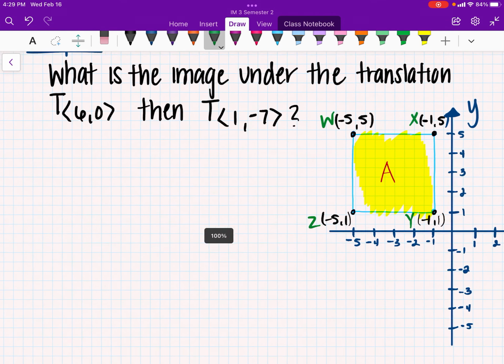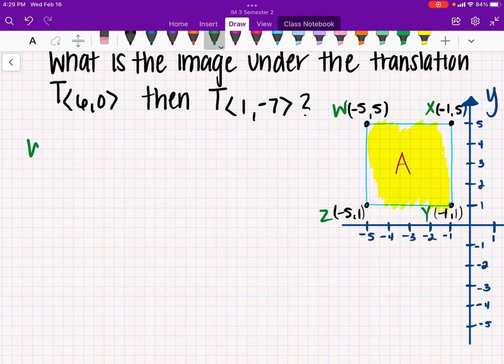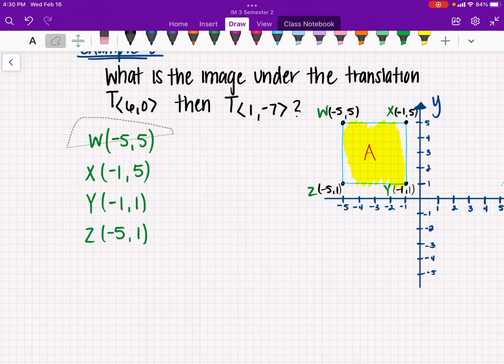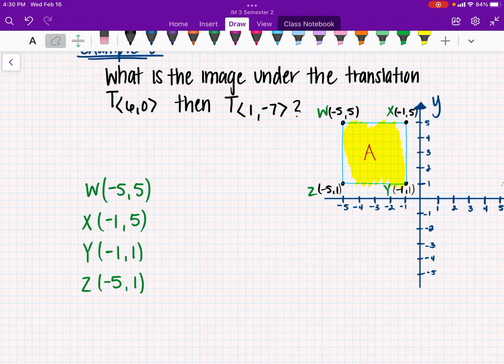So I do want to start off by first writing down my points. W in this case is found at -5, 5. And then X is -1, 5. And then Y is -1, 1. And Z in this case is -5, 1. All right. Now we want to do a translation in this case, and we are actually going to get started with the translation of T, 6, 0.